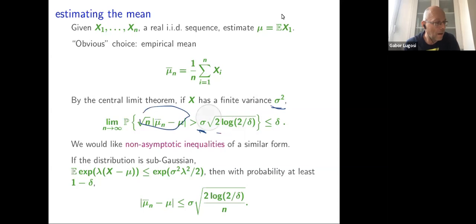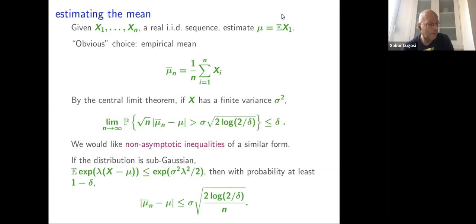But this is of course an asymptotic statement. So it says that eventually, if n is very very large, then something like this will happen. But we don't know how large n has to be. So it would be nice to have non-asymptotic inequalities. And to get non-asymptotic inequalities, we need to assume a little bit more.